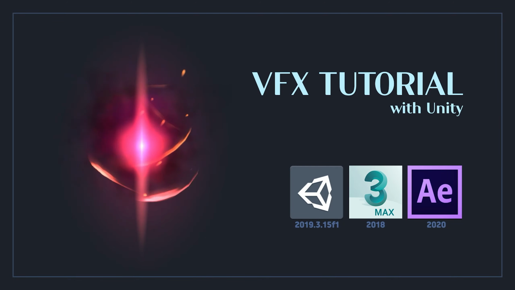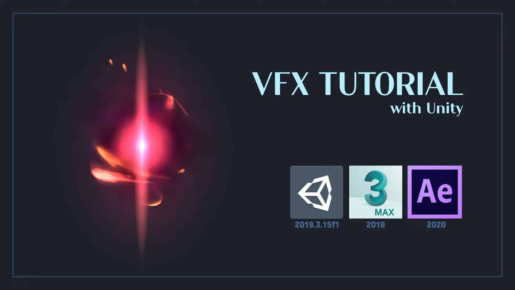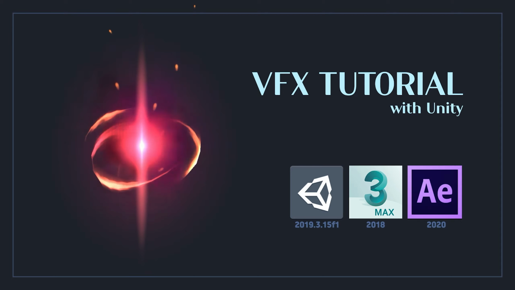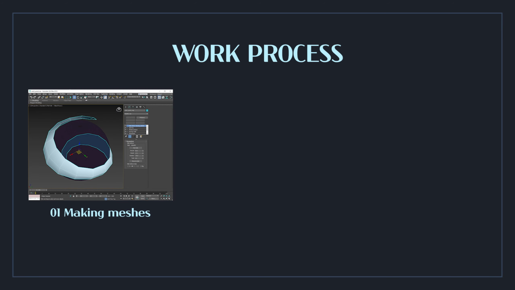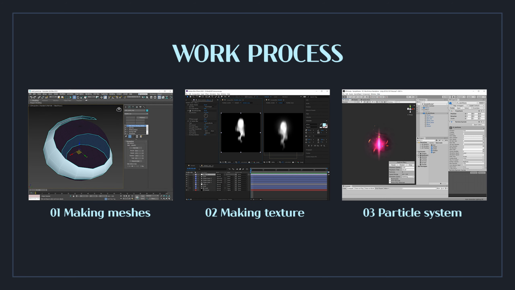In this video, we are going to make a dark aura effect with Unity. This tutorial uses one simple custom shader. I put a link where you can download the shader and some textures, so don't worry. The process will be like this. Firstly, making meshes. Secondly, making a texture. Lastly, setting up particles. Okay, so let's get started.